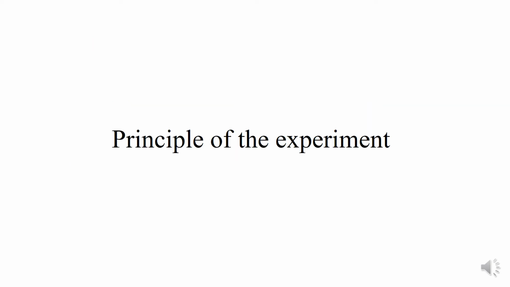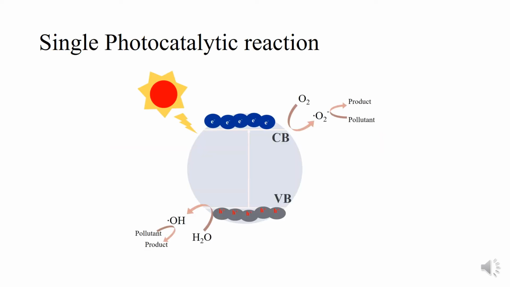Let me talk about the principle of photocatalytic reaction. By irradiating semiconductors with light, when the energy is greater than or equal to the energy gap, the electrons in the valence band will be excited to transition to the conduction band, leaving the relatively stable electron holes in the valence band, forming electron-hole pairs, and they can accelerate the reaction.